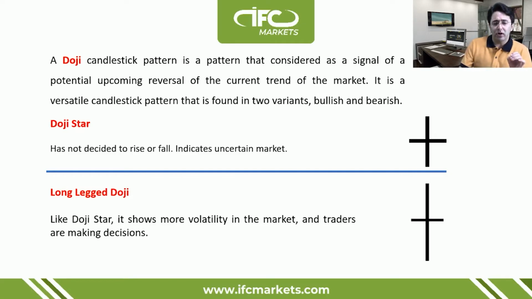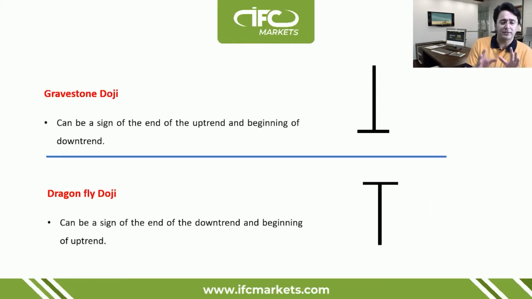But when you see long-legged dojis, it means that the traders are trying to find a way. The market has more volatility and more price changing. That's why the higher and lower prices are different, but still the open and close price are at the same level. Same as other patterns, these doji patterns also tell you that the current trend is going to end and change.